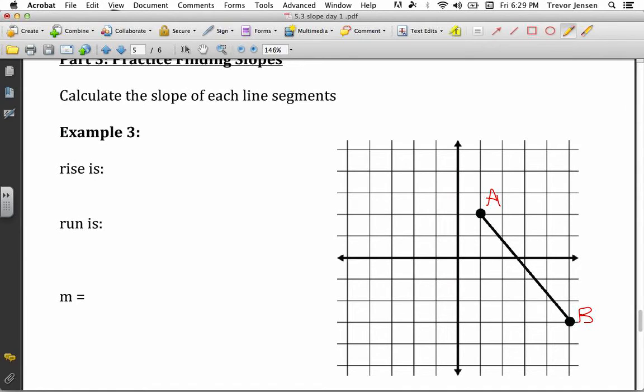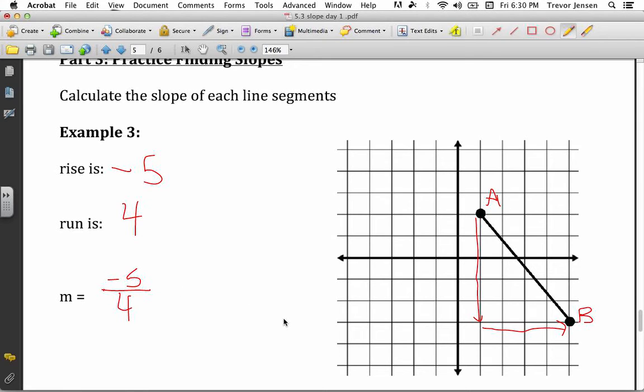So let's go from A to B to start with. To get from A to B, I have to go down 1, 2, 3, 4. I have to go down 5 units. So the vertical distance between 2 points is the rise, and I'm going in the downward direction, so it's negative. I went down 1, 2, 3, 4, 5, so it's negative 5. The run is the horizontal distance between 2 points. I have to go right 1, 2, 3, 4 units to the right, so the horizontal distance between the 2 points is 4. Going to the right is a positive run, so my run is 4. So my slope is rise divided by run, so negative 5 divided by 4. Okay?